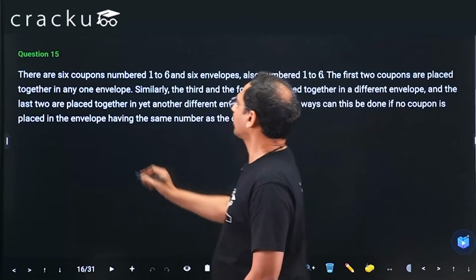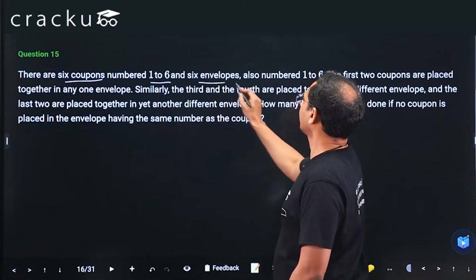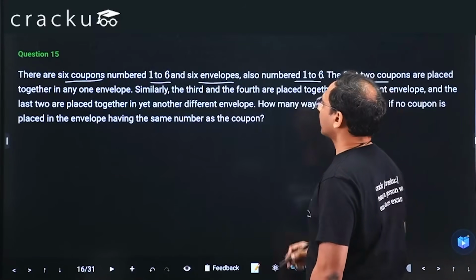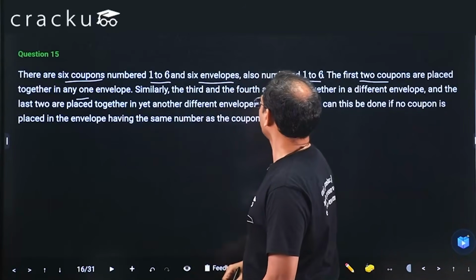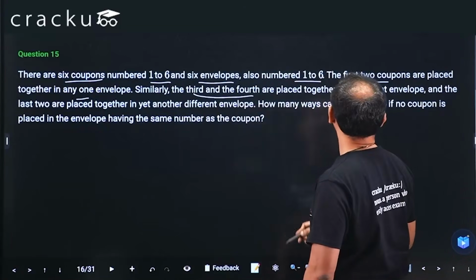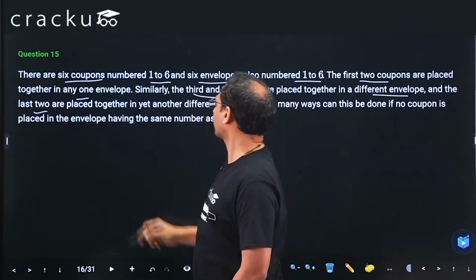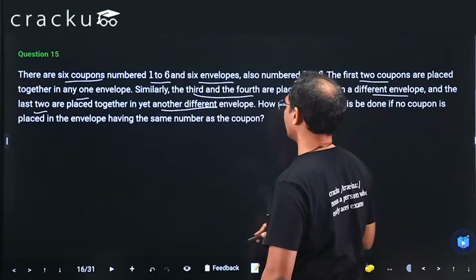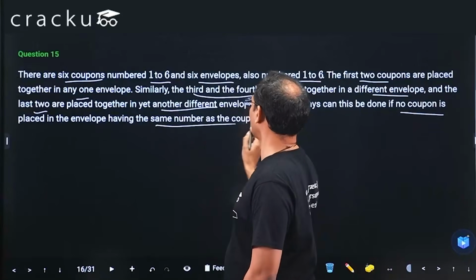There are 6 coupons numbered 1 to 6 and 6 envelopes also numbered 1 to 6. The first 2 coupons are placed together in one envelope. Similarly, the third and fourth are placed together in a different envelope. And the last 2 are placed together in yet another different envelope. How many ways can this be done if no coupon is placed in the envelope having the same number as the coupon?